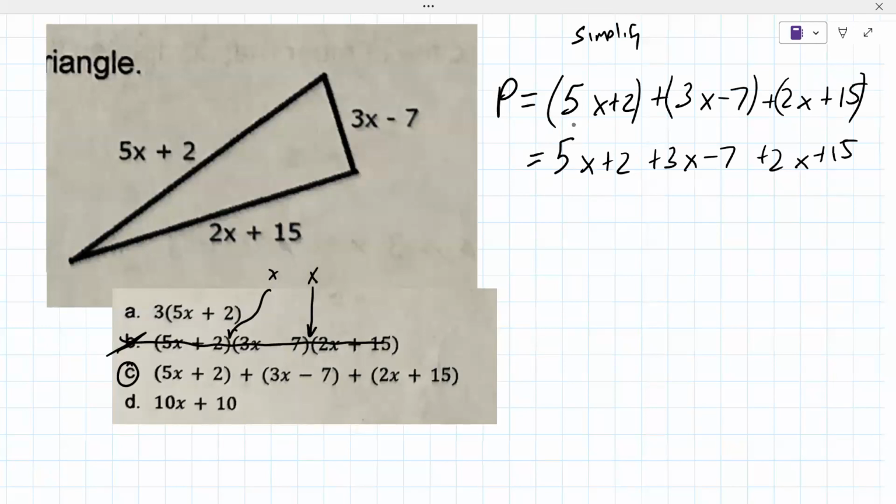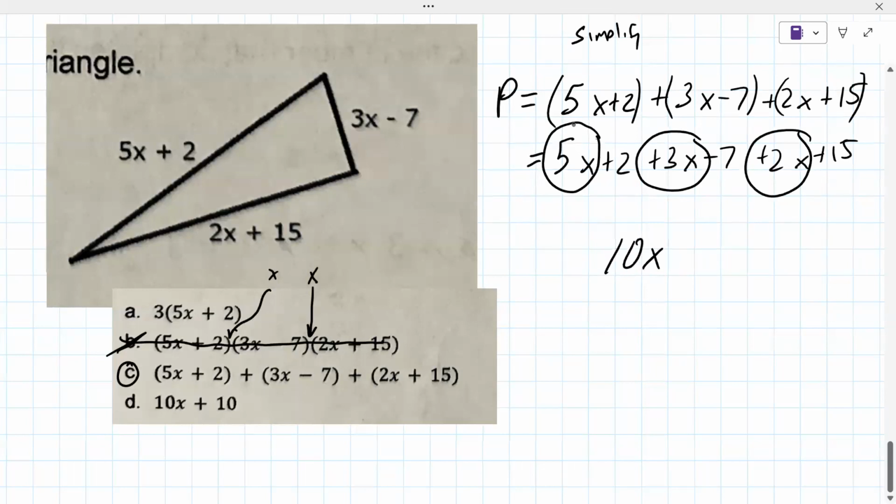I'm confused because I got... You're not confused here. You're taking 5x plus 3x plus 2x. What does that become? 10x. Okay, 10x. Now do the other ones. Plus 2 minus 7 plus 15. Okay, so this is 8, 23. So 10x plus 23.